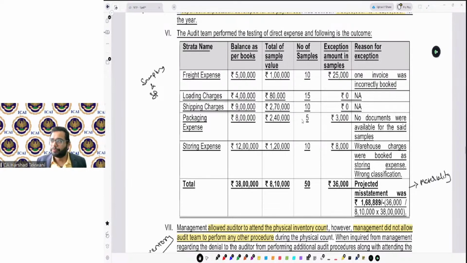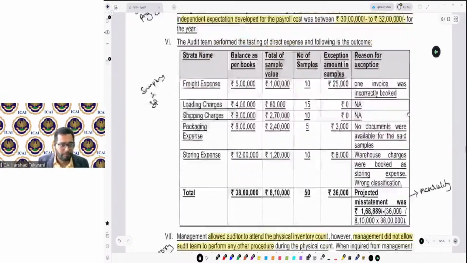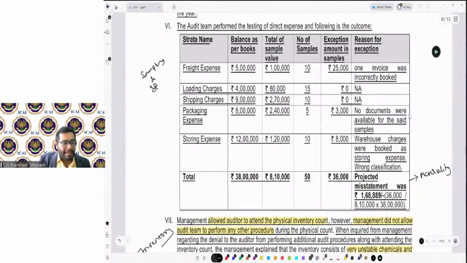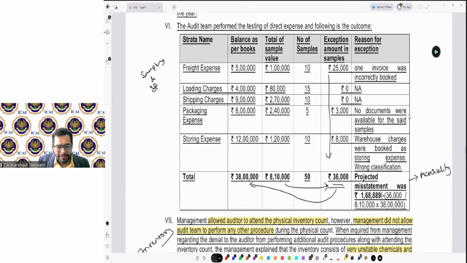Okay, let us see. In the current case, if I want to project a misstatement, I should not be projecting directly. First of all, they have taken the total of everything, and then they have projected this misstatement in front of the whole population by using the sample value. If you see this formula, 36,000 divided by 810 into 38 lakhs. We need to do that individually, line by line, where the misstatement is there.